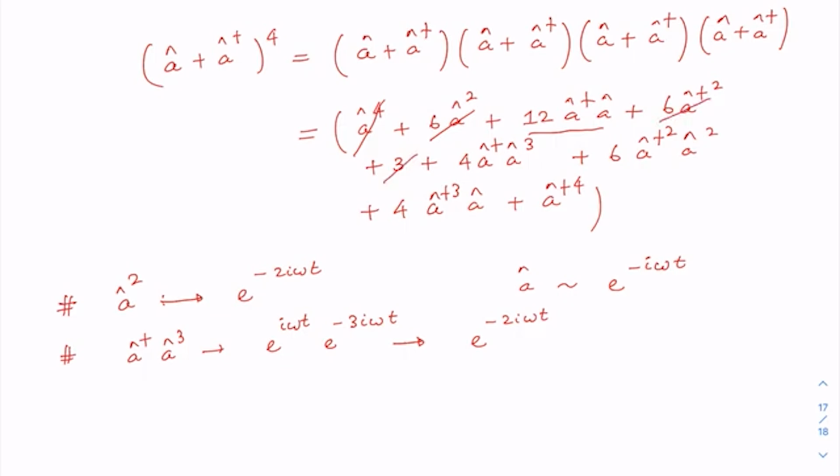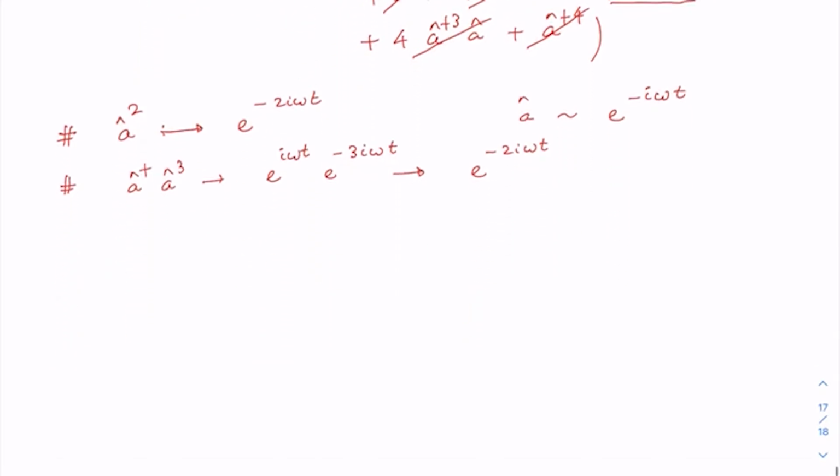This term we can also drop because this is simply an energy offset term. This term is also going to rotate with frequency twice omega. We can drop that. This term is not going to rotate because a dagger square and a square nullify their rotations. Again, this term is going to rotate, so this we can neglect, and this term is also going to rotate with frequency 4 omega. So that way we can drop all the rotating terms and just keep the non-rotating terms, and we will be left with only these two terms.